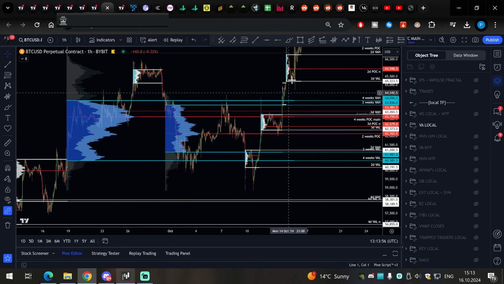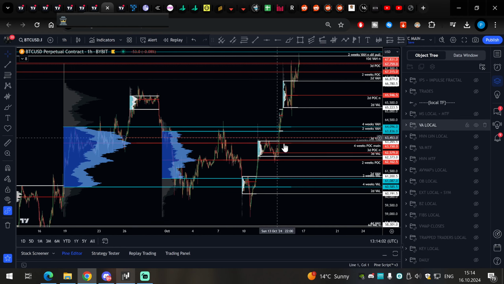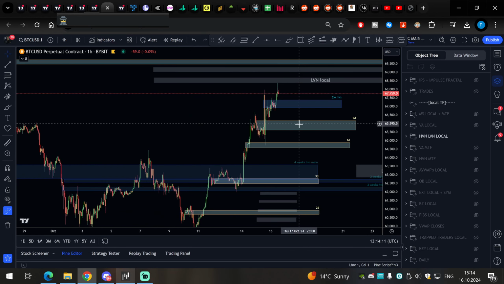This is a very strong push to the upside. So, and it changed market structure on high time frame. So you look for buying the dip, of course, on strong areas. High volume nodes.